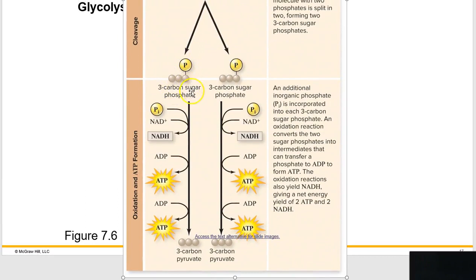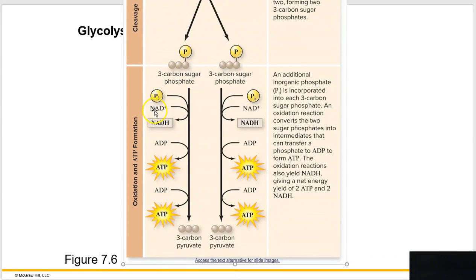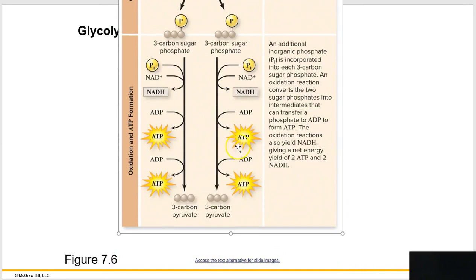And then through a series of steps, going down through, look what happens here. You have NAD plus, which is an empty carrier, coming in and picking up electrons. Same thing happens here. We also have ADP turning into ATP here, here, here, and here. So we spent 2 units of energy here, but we made four down here. So that's why it says it's a net of two. We basically spent $2 and made $4.